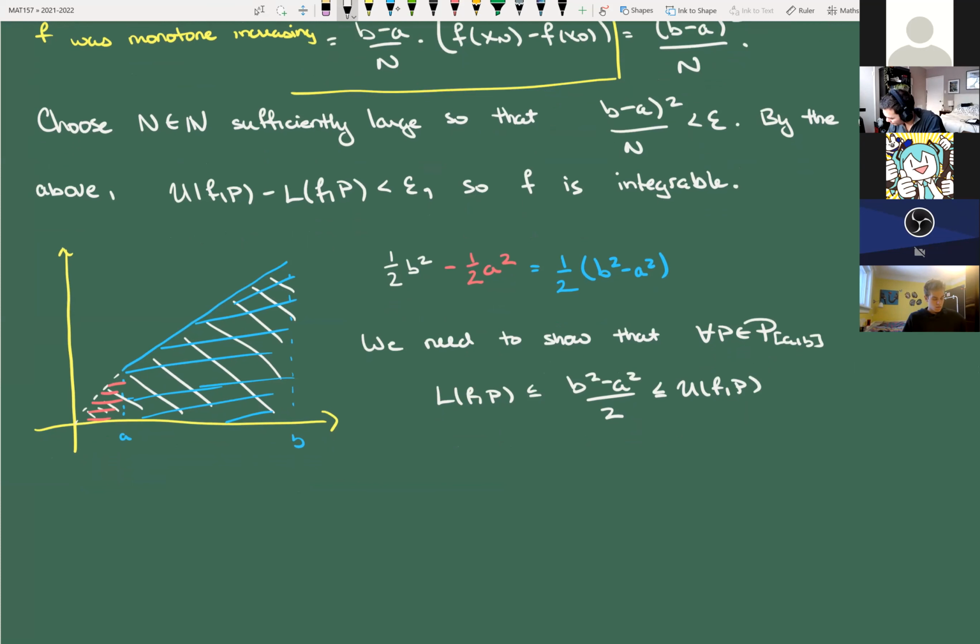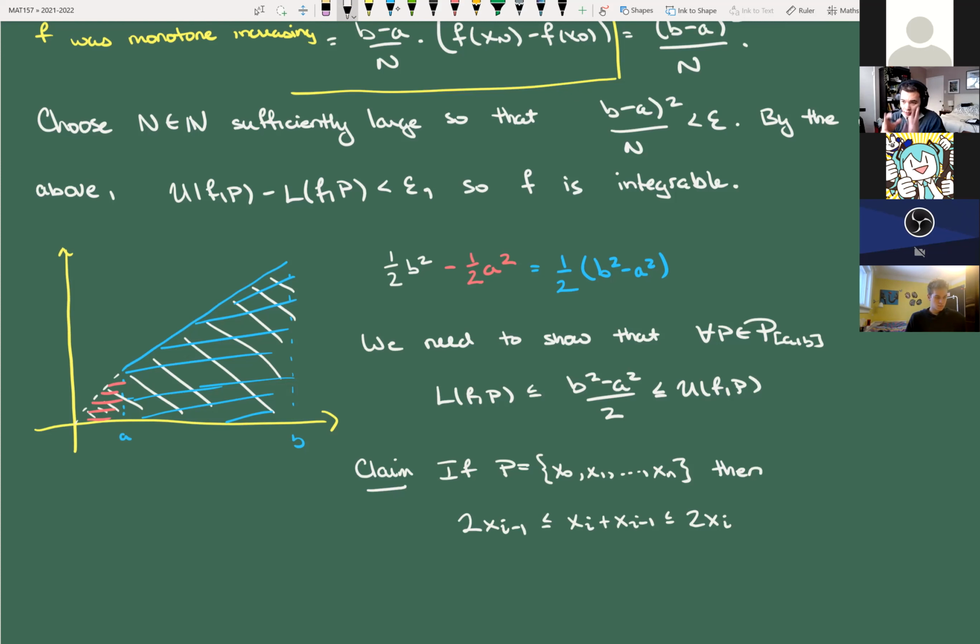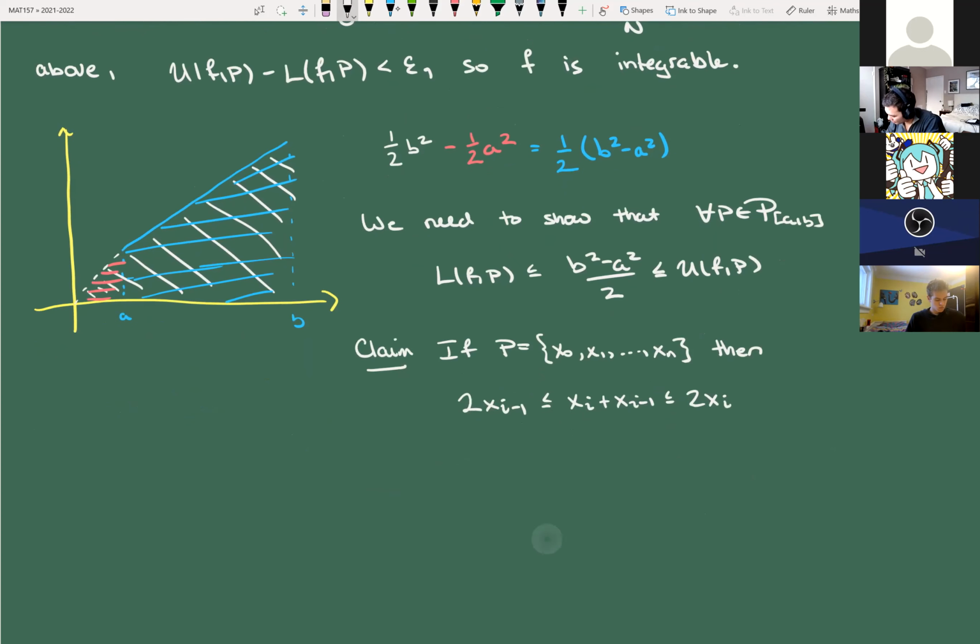so I claim is that if P is some partition, then 2x_{i-1} is less than or equal to x_i plus x_{i-1}, which is less than or equal to 2x_i. Again, really critical here is the fact that in a partition, x_{i-1} is less than x_i, right? So I'm going to quickly show that this is true.